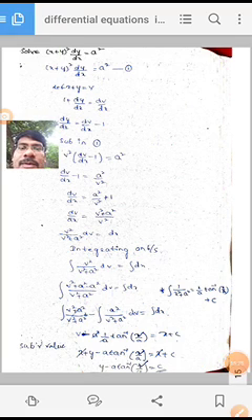X plus y whole square dy by dx is equal to a square. Here we are taking x plus y is equal to v. 1 plus dy by dx is equal to dv by dx. dy by dx is equal to dv by dx minus 1.